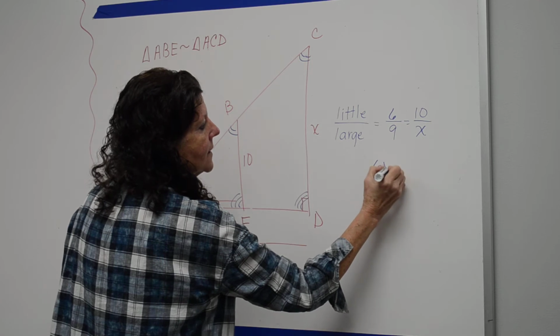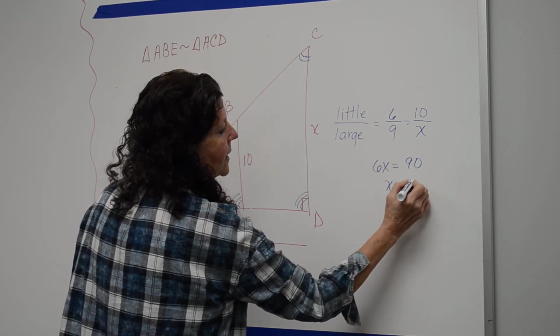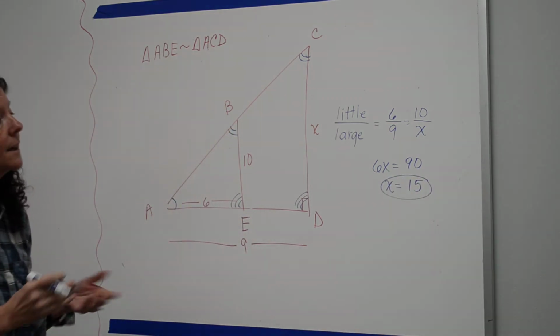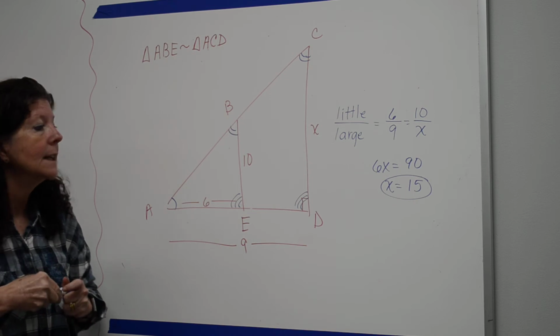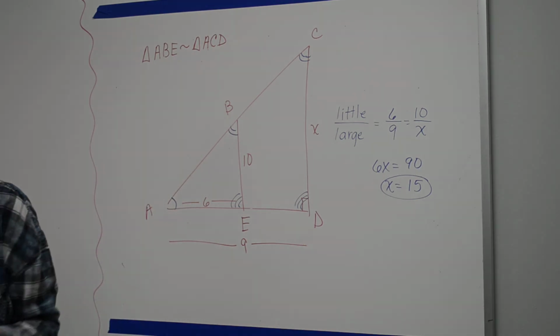So I'm going to have 6X is equal to 90. And I'm going to divide that. It's going to go in there 15 times. So I quickly find out X is equal to 15. And that's the only thing they asked me on that one. So why don't you try one?